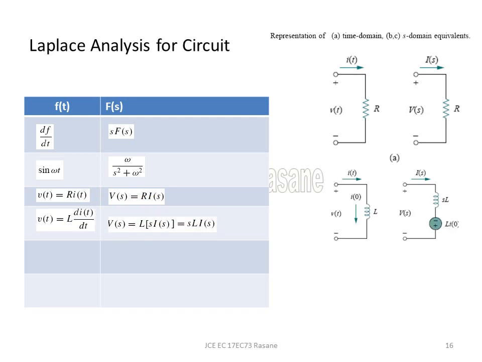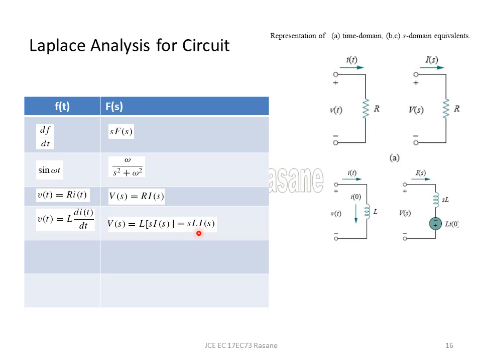Next, let me look at another circuit which is inductor based. The input is V(t) and the current is flowing through an inductor L. The equation in the time domain, with V(t) coming across L, is V(t) equals L into di by dt. We know that the Laplace transform of V(t) is V(s), and L into di by dt is nothing but S into F(s), where F(s) is I(s) here. So I will get L into S into I(s).